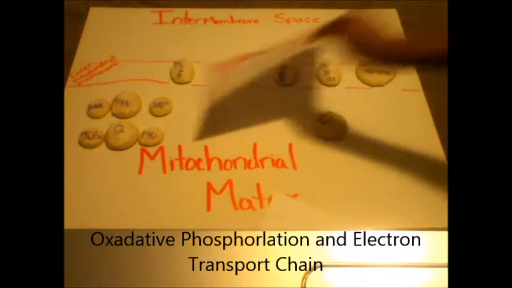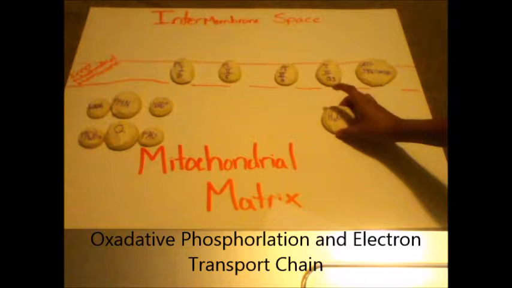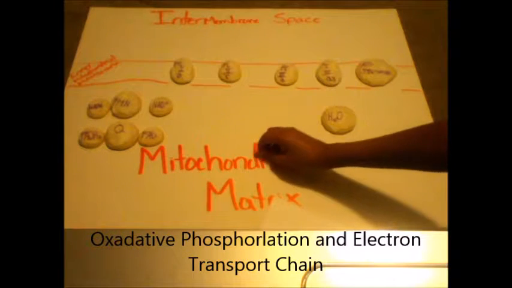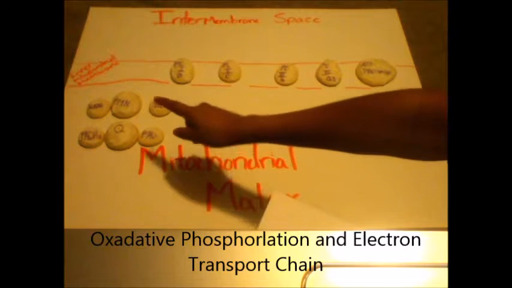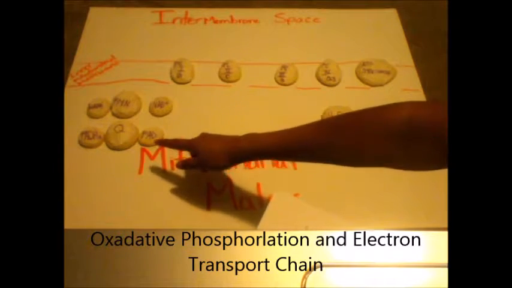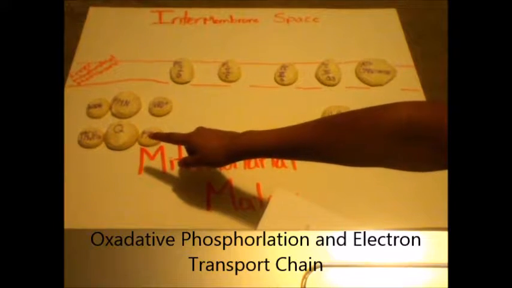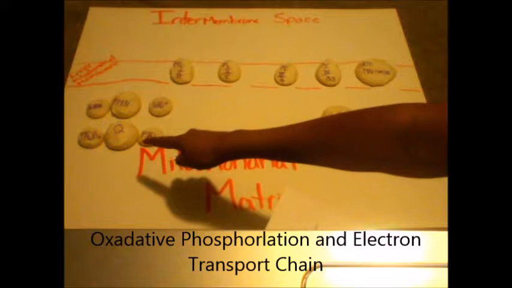So, I have decided to use cookies since this all starts with glucose. There's plenty of glucose in cookies. I'm just going to demonstrate one NADH and one FADH2. However, in the actual cycle, there is 10 NADH that will go through and 2 FADH2.